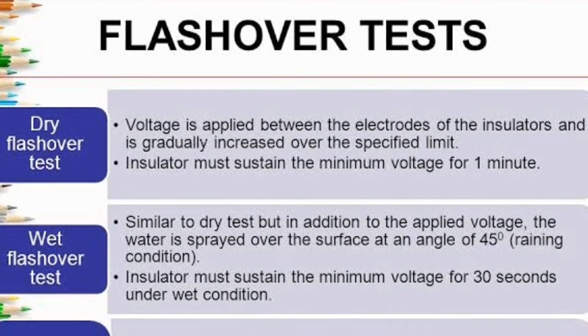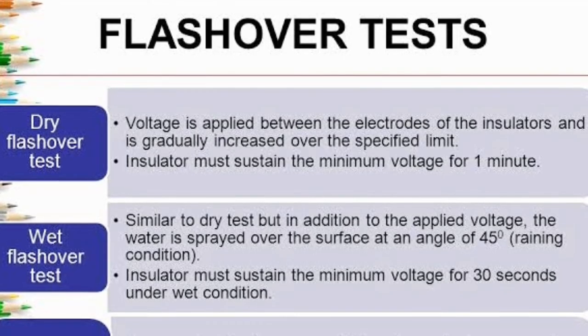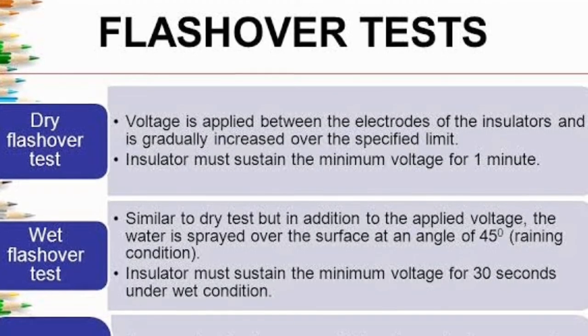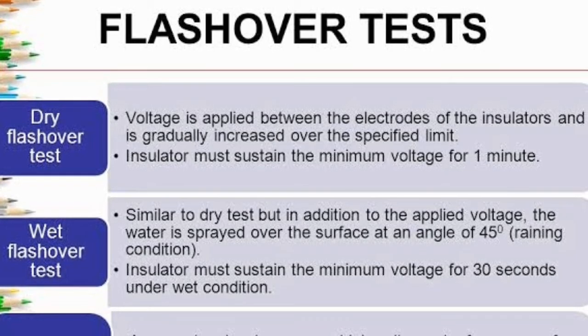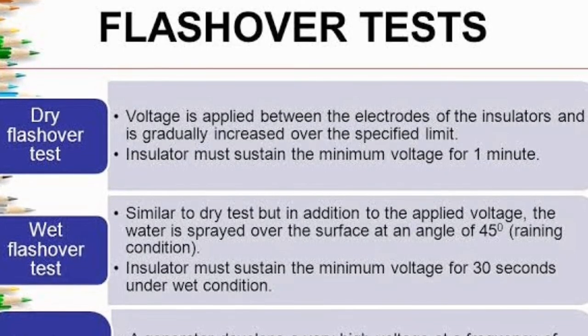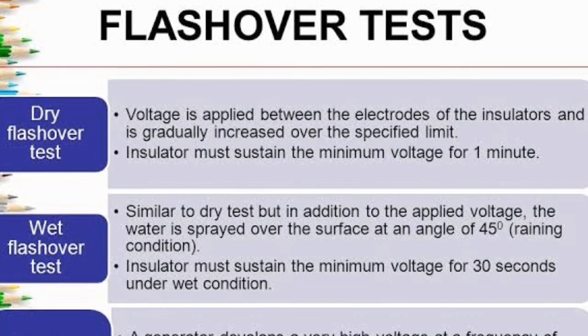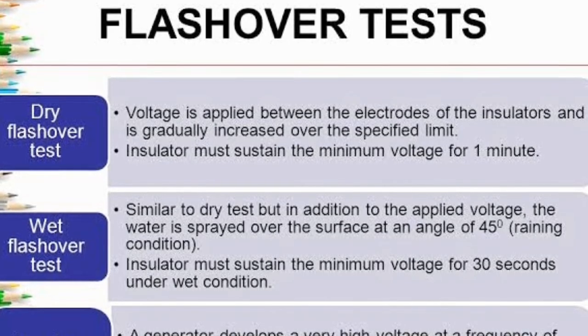The insulator must sustain the minimum voltage for 1 minute. So after applying the voltage between the electrodes of the insulator, it should sustain the minimum voltage for which the insulator was designed. After that the dry flashover test will be over.